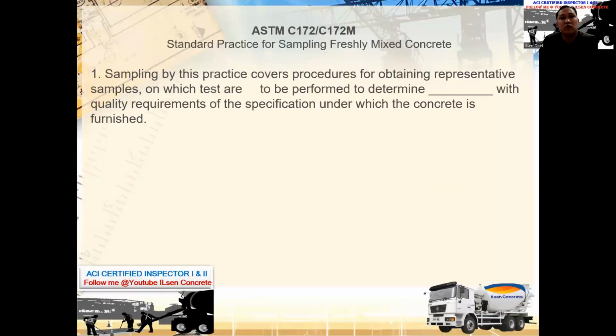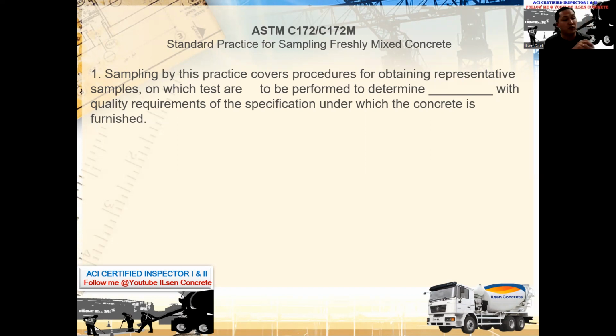ASTM C172, standard practice for sampling freshly mixed concrete. Question number 1: sampling by this practice covers procedures for obtaining representative samples on which tests are to be performed to determine blank with the quality requirements of the specification under which concrete is furnished. In these questions, guys, it's only fill in the blank. Sometimes it's true or false questions, but in reality, during the exam, you will face only multiple choice. So much better you answer these questions.